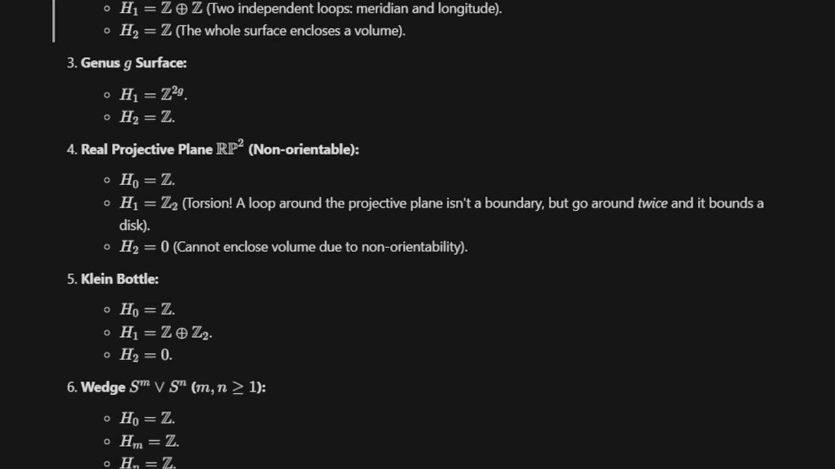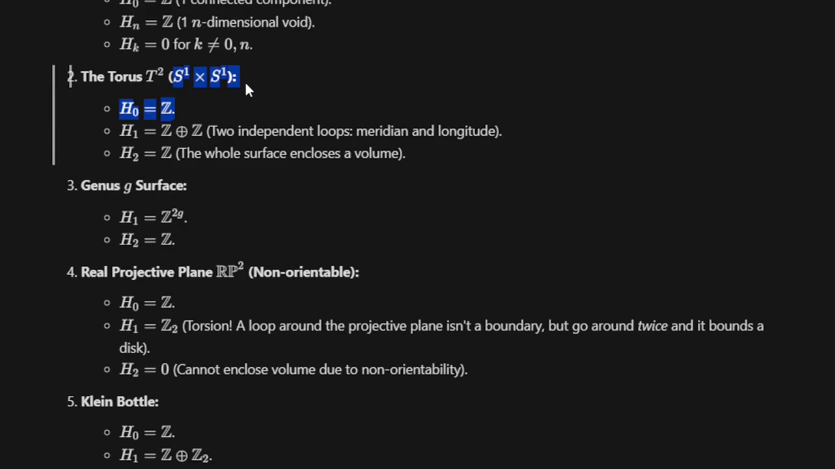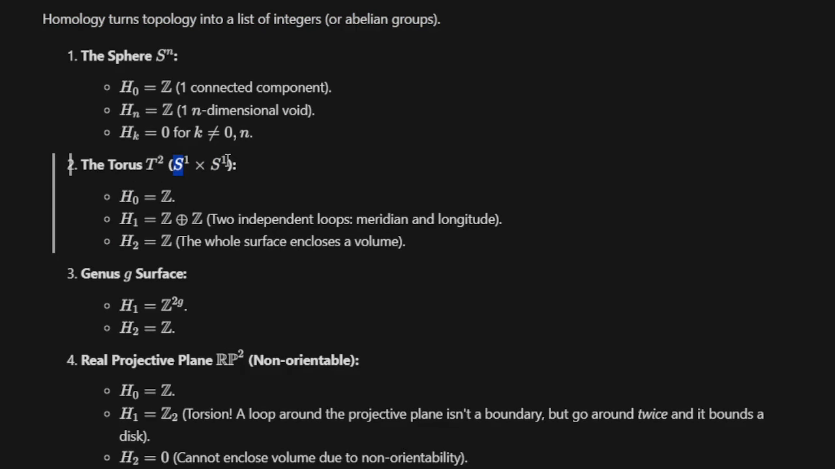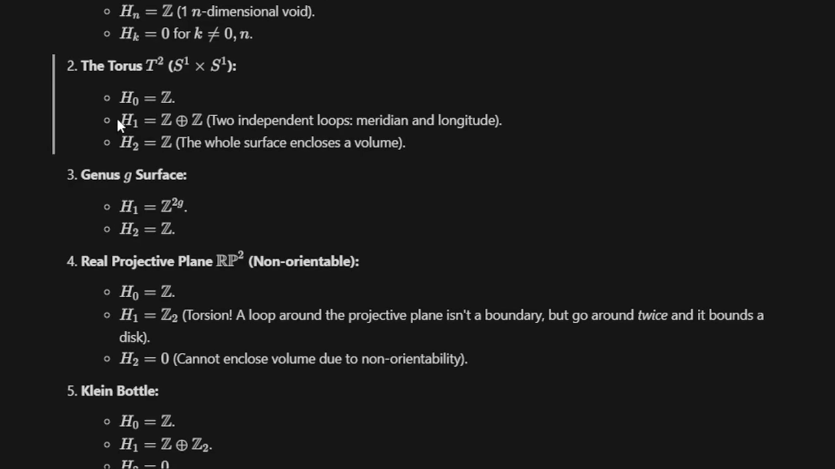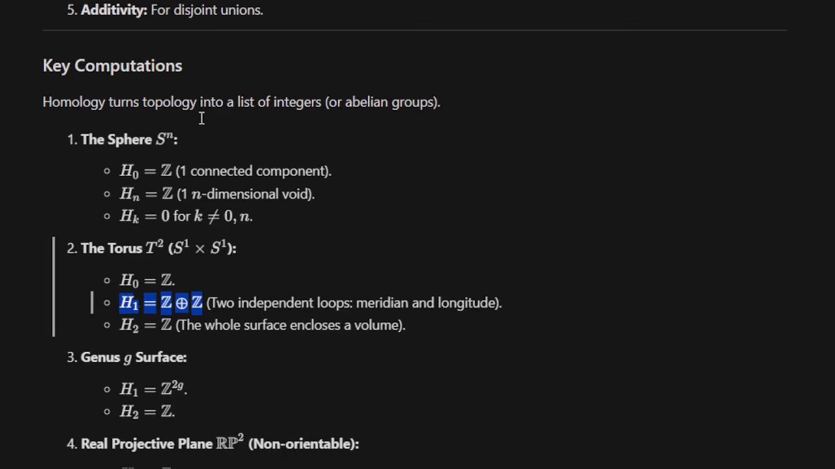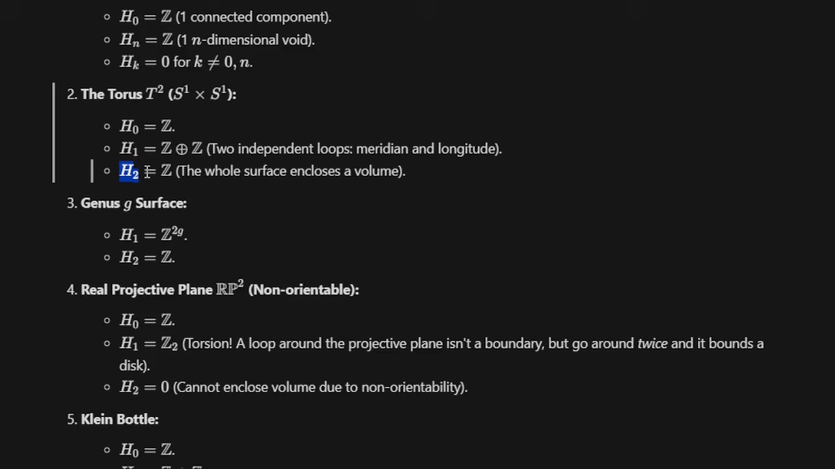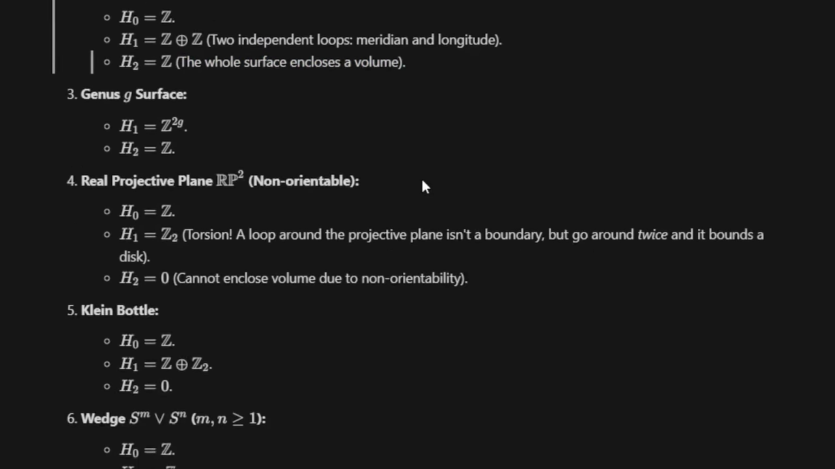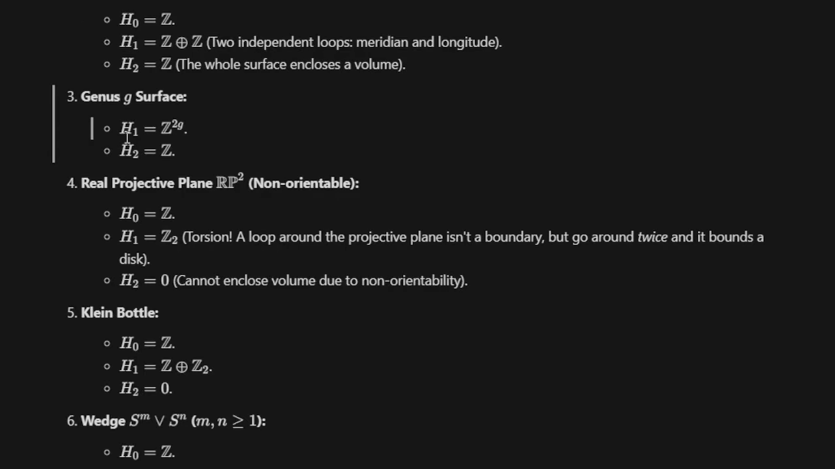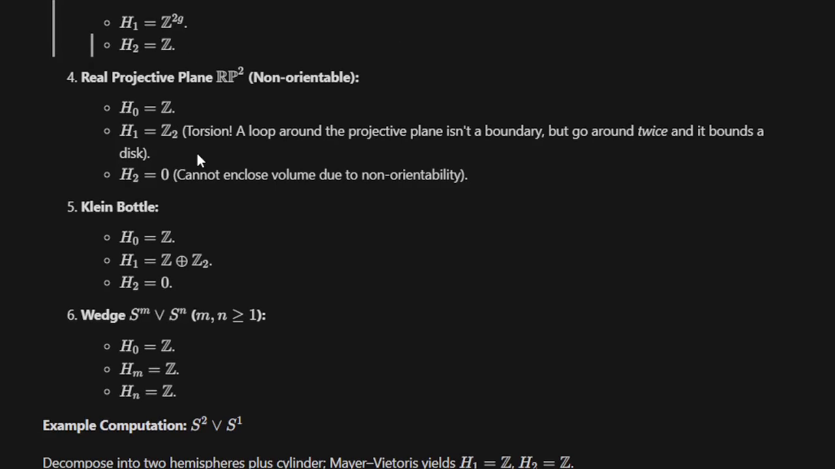We can also look at the torus. Again, the torus is essentially the product of the 1 spheres, or circles, right? So the torus would give us that the 0th homology group would be the integers. The first singular homology group would be the direct sum of the integers. So these are 2 independent loops, meridian and longitude, for the torus that defines its singular homology. We can also have that the second homology group would be the integers. So this is the whole surface that encloses a volume. For genus G surfaces in general, the first homology group would just be the integers in 2G dimensions, where G is the genus, and then the second homology group would just be the integers.